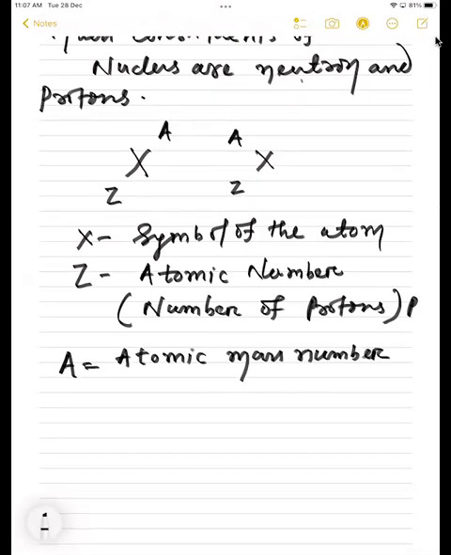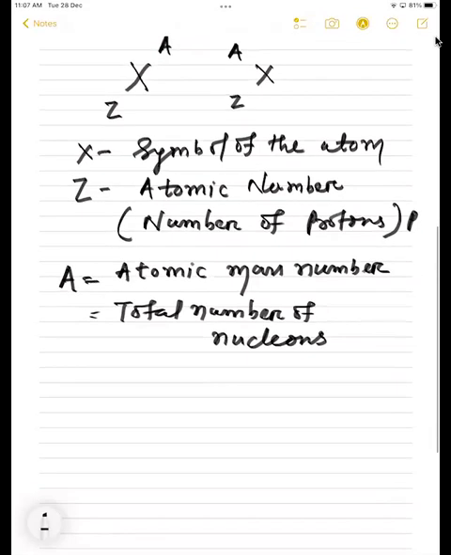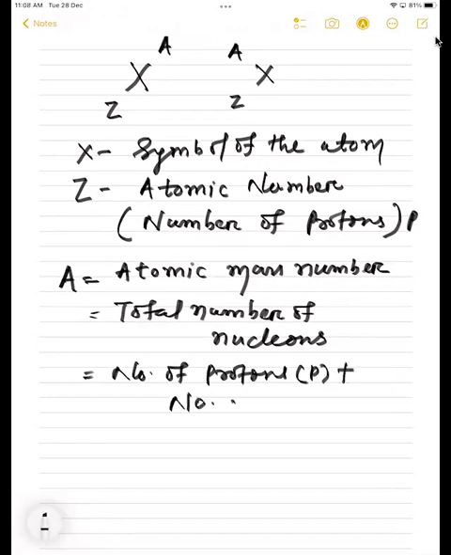And what is the atomic mass number? That is the total number of nucleons, meaning the number of protons plus the number of neutrons. Nucleons are those in the nucleus. So A is equal to the number of protons P plus the number of neutrons. You know all those things, yes or no?